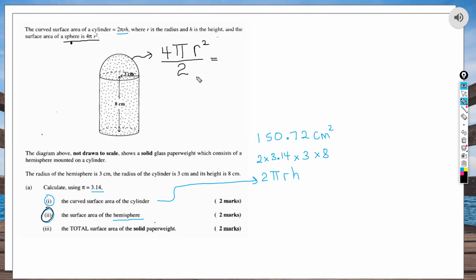You think you all can send the answer for part 2 across? Right, so that's 4 multiplied by 3.14 multiplied by 3 squared, and I am getting 56.52 centimeters squared. So the answer for this is 56.52 centimeters squared.